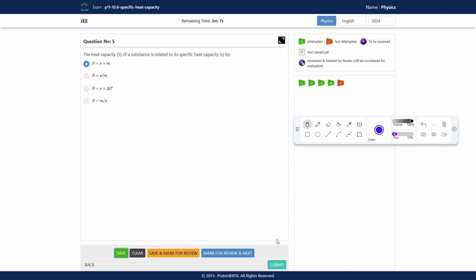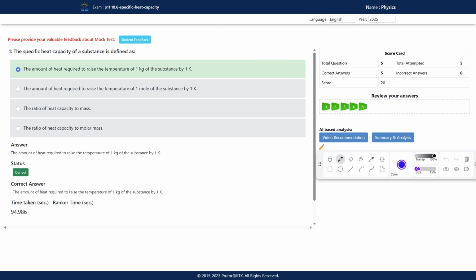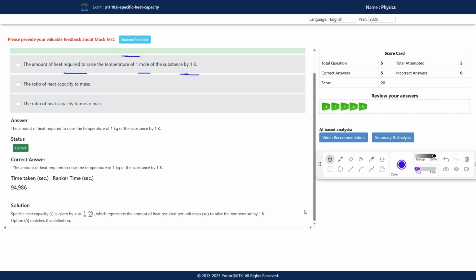Save and submit. So these are the solutions. For the first, specific heat capacity of a substance is defined as the amount of heat required to raise the temperature of 1 kg of the substance by 1 Kelvin. This is the solution: s is equal to 1 by M into delta Q divided by delta T.